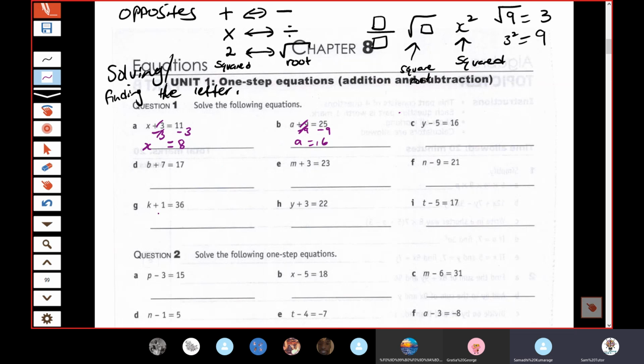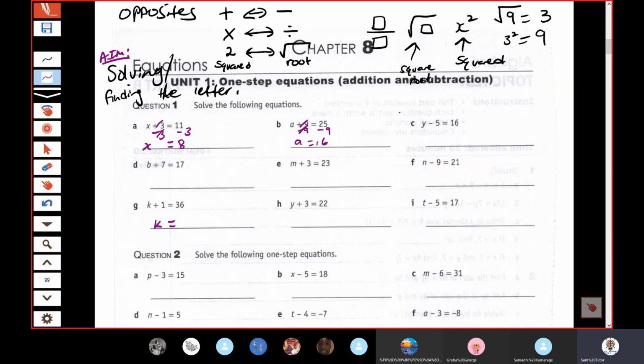So in this case, again, if I've got a plus 1, I need to get rid of it because what's our aim? Our aim is right here. Solving or finding the letter. Does it say you're allowed to have a plus 1 with the letter? No. You're meant to just get k equals. You just want the letter.